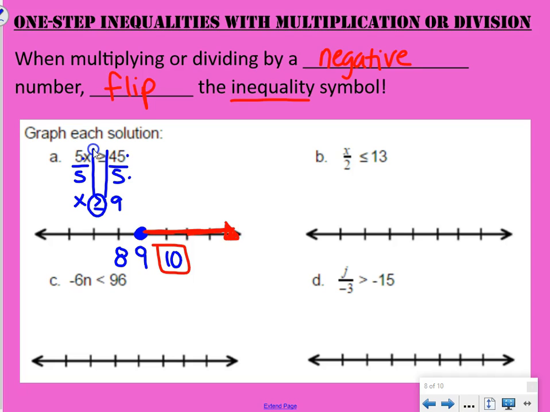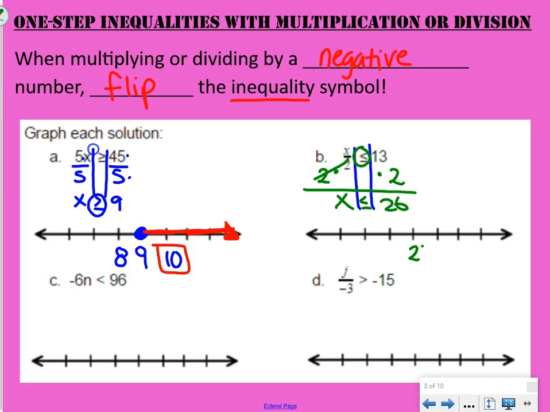Second example, x divided by 2 is less than or equal to 13. Again, we can draw those railroad tracks. We have division, which we undo with multiplication, so we're going to multiply both sides by 2. We're left with x. 13 times 2 is 26, and then our less than or equal to sign comes down.